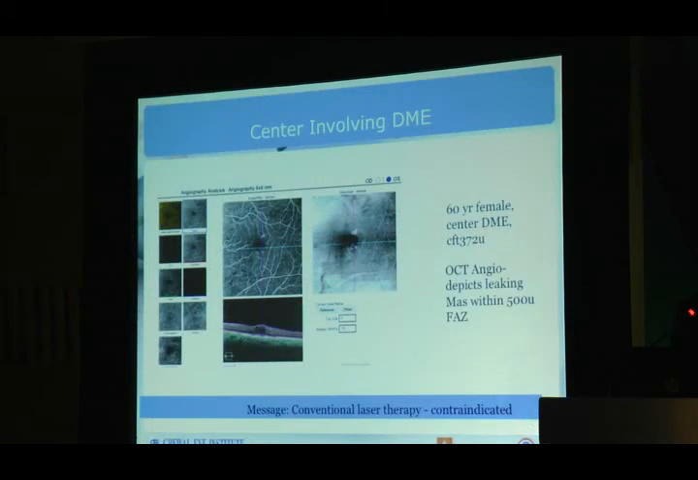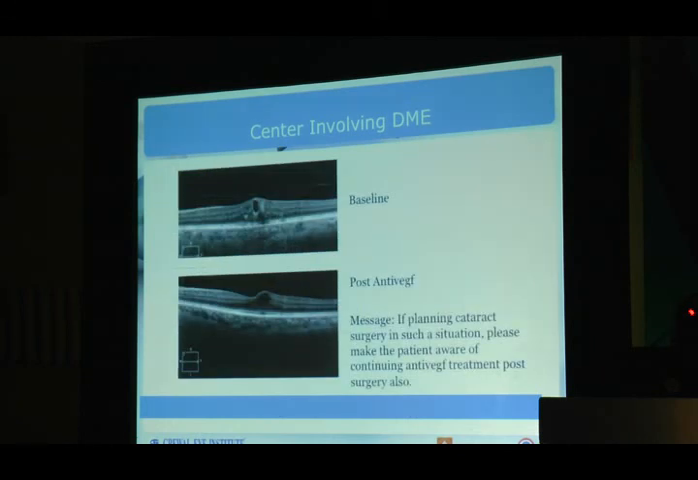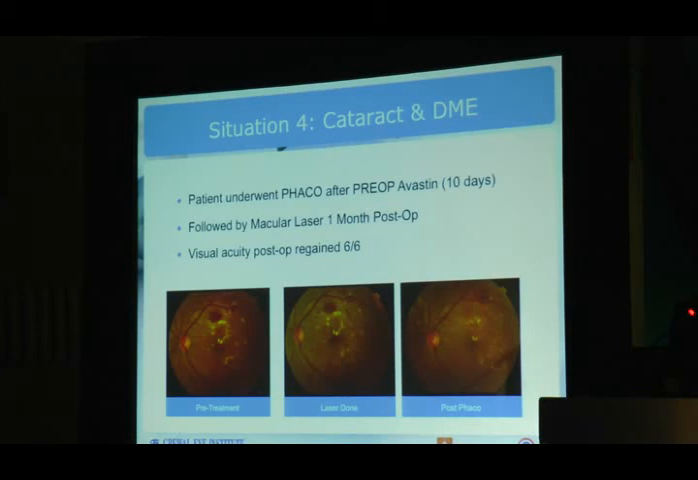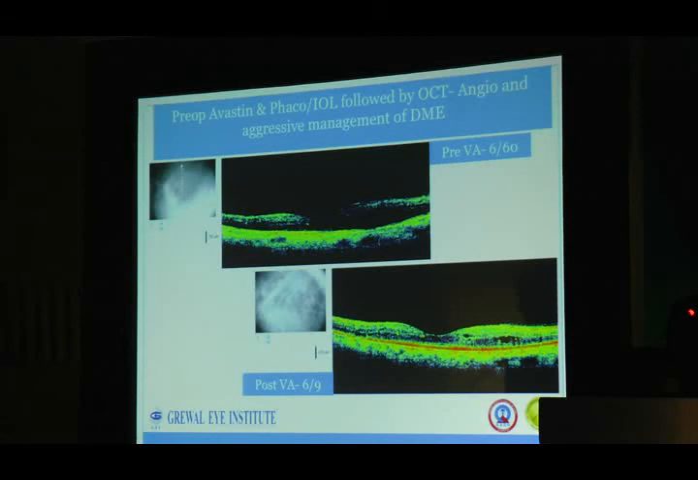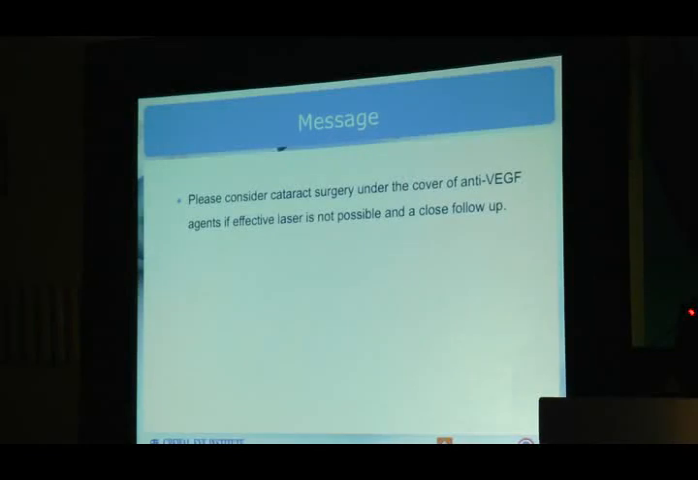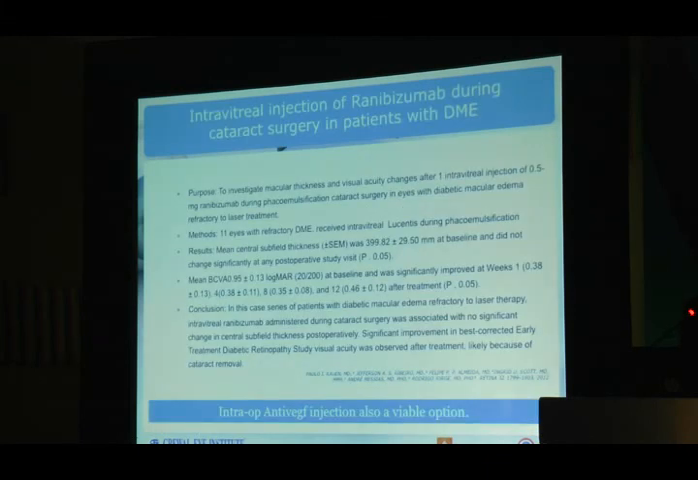In a situation where you have a central involvement DME, this needs to be taken care of first, and you have anti-VEGF available of your choice. You give anti-VEGF, control it, then in the post-op, depending upon the requirement, you may continue with the anti-VEGF or you may consider doing laser, depending upon case-to-case variation. This is another situation where a patient has cataract and the media is hazy. In this situation, we give pre-op Avastin and then go in for phaco-cataract surgery, followed by an OCT angio and then again aggressive management of diabetic macular edema. Please consider cataract surgery under the cover of anti-VEGF agents if effective laser is not possible, and a close follow-up. Intra-op anti-VEGF is again a good option where you can combine the injection and the cataract surgery at one sitting and then have a close follow-up on these cases.